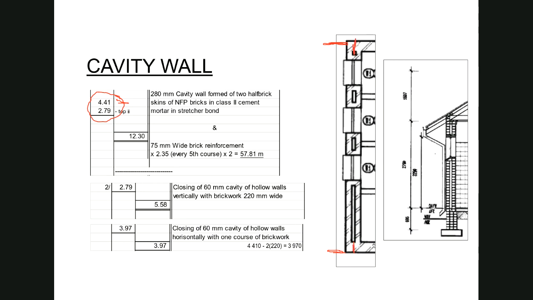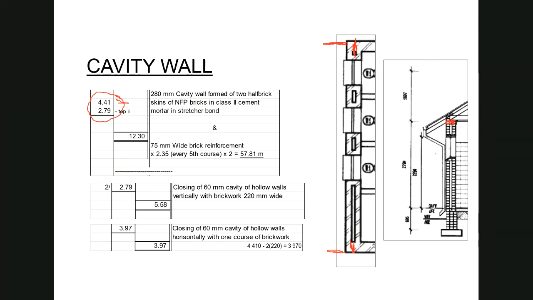Okay. And then when I come and I do the closing items, then I am dealing with the bit of the brickwork that is sitting in that closing area over there and in that closing area over there, as well as the closing area that I have on the horizontal. But let's just deal with the cavity wall itself. So I've already illustrated where the 4.41 is.